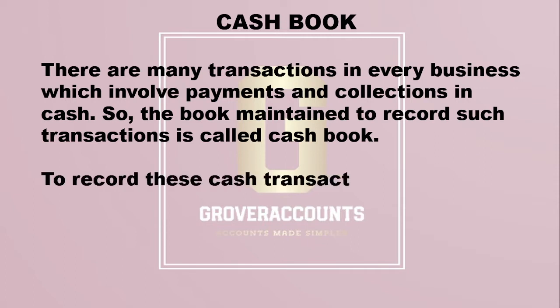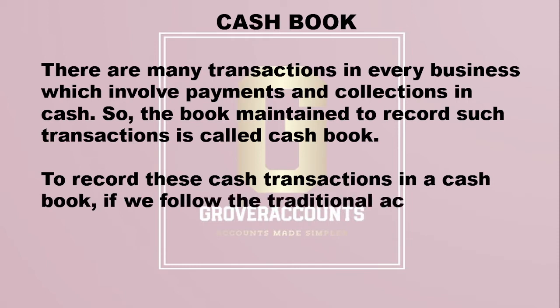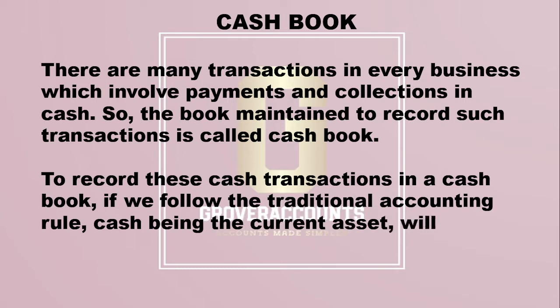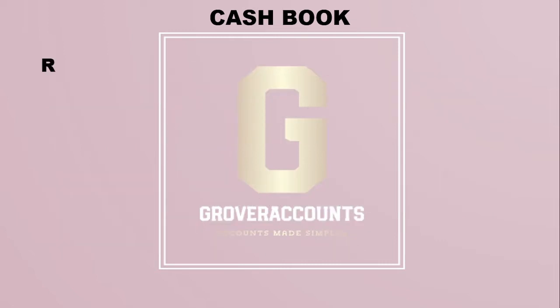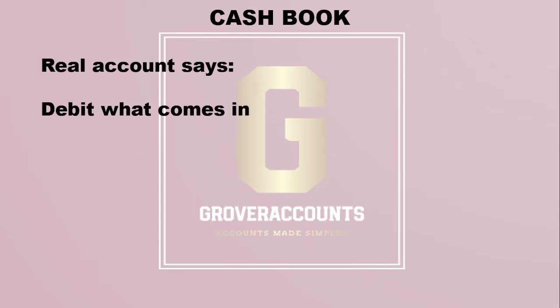Now, if you talk about recording of these transactions, it's very simple. We know that we have two rules of accounting. We did before traditional rules and modern rules. If we follow the traditional accounting rule, cash being the current asset, we all know that will be covered under real account. Now, what does real account say? Real account says debit what comes in and credit what goes out.